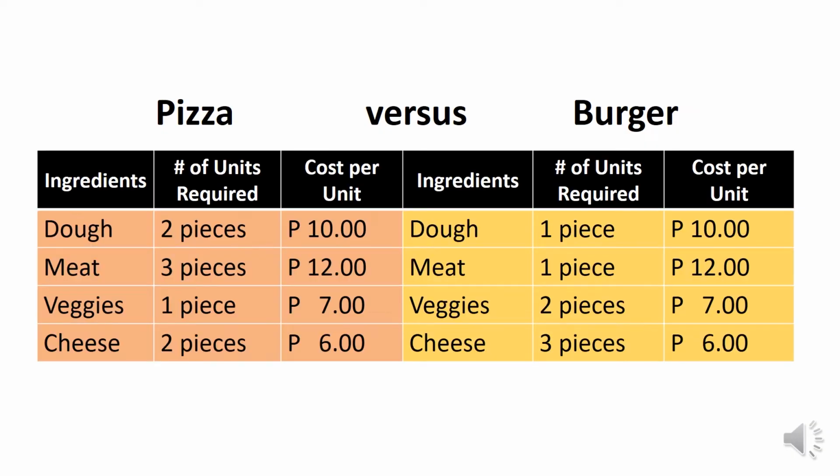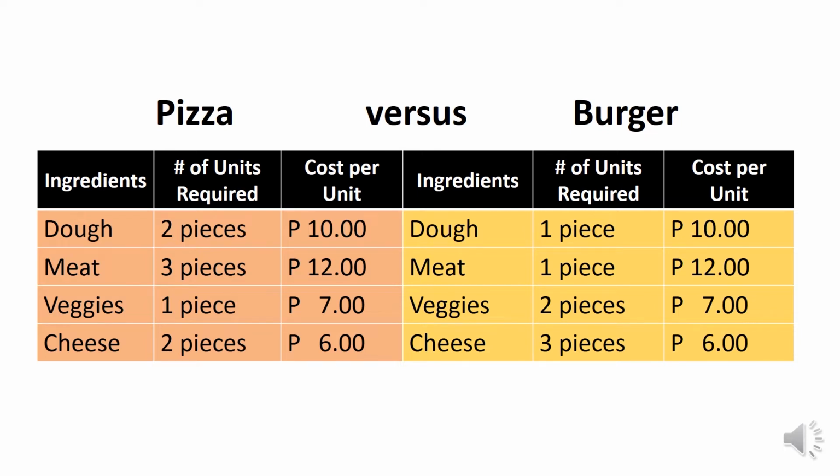Let's assume that pizza and burger need the same ingredients to make a unit, or one pizza or one burger. Let's assume that pizza would need two pieces of dough, three pieces of meat, one piece of veggies, and two pieces of cheese. I know it sounds awkward, but let's just assume a pizza would need veggies, okay?